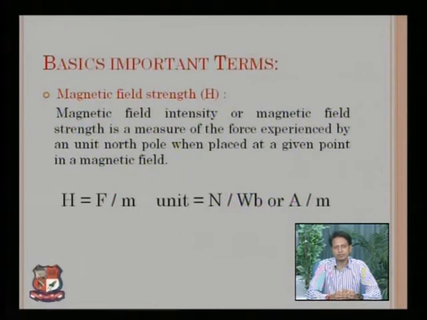Magnetic field strength. Now, as we defined, magnetic field strength H, or magnetic field intensity. The magnetic field strength H can also be defined as magnetic field intensity. Magnetic field strength is a measure of the force experienced by a unit north pole when placed at a given point in a magnetic field.